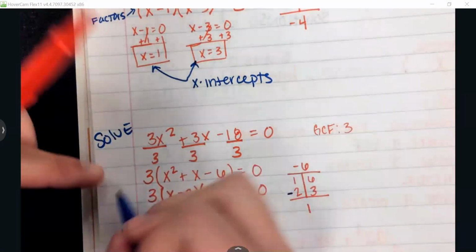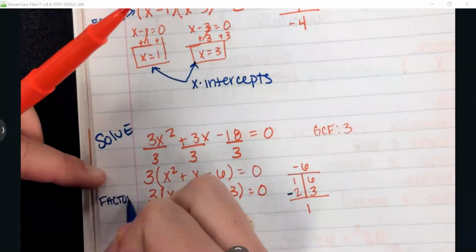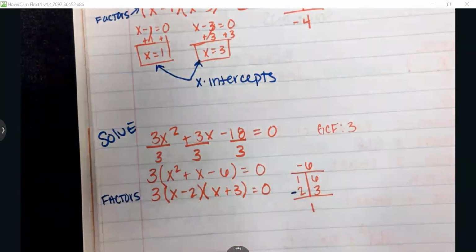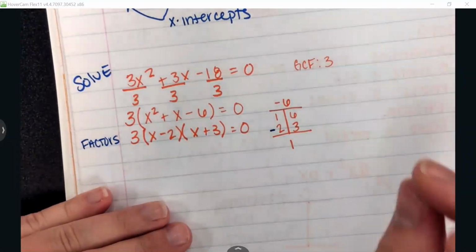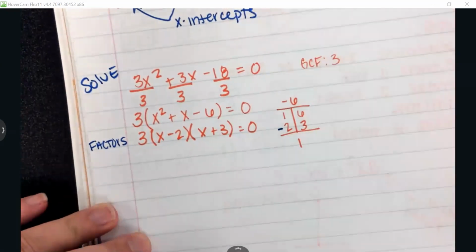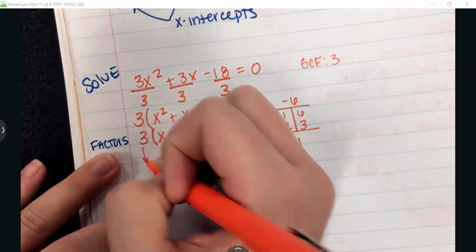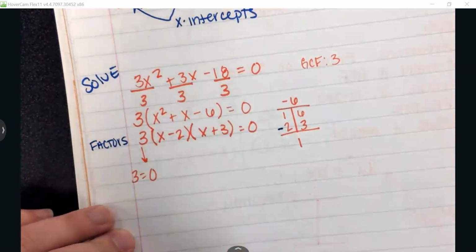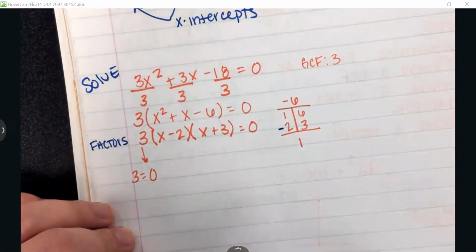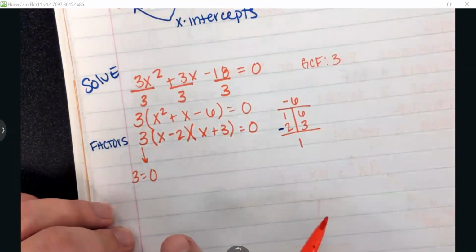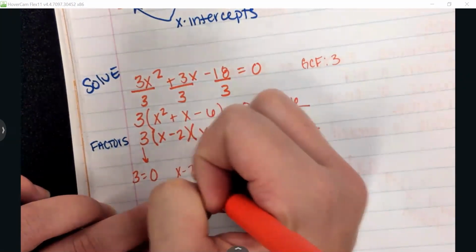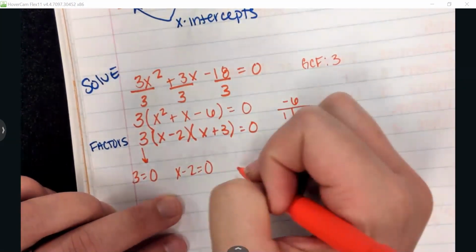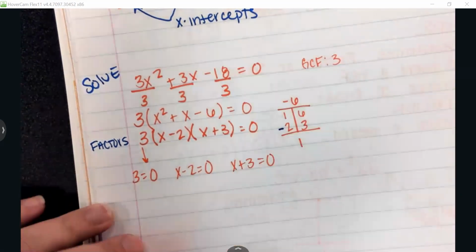This right here is called my factors because everything's in their parentheses. But now we have to solve. And listen, this is what you're going to forget. Everything has to be set equal to 0. Everything. My GCF has to be set equal to 0 because at some point your GCF's going to be a letter and you have to solve for it, okay? Then I'm going to have x minus 2 equals 0 and I'm going to have x plus 3 equals 0.